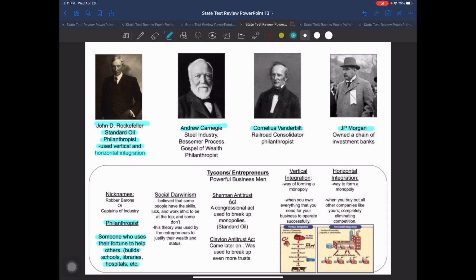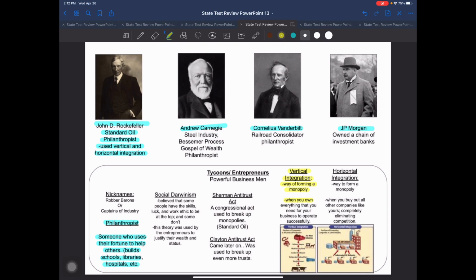And this is part of the reason why his company becomes so large and so successful: he used vertical and horizontal integration. So I'm going to switch colors, but we're talking about these things over here.